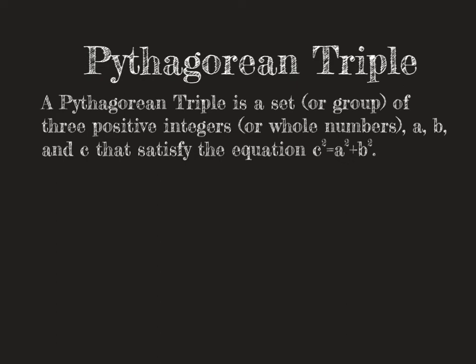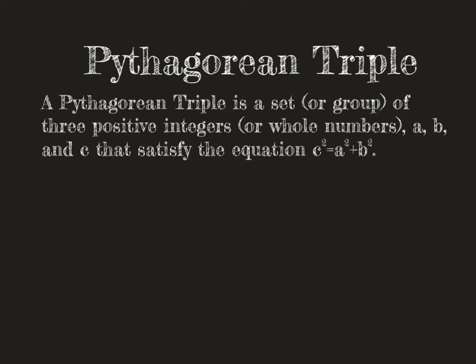A Pythagorean triplet is a set or a group of three positive integers or whole numbers a, b, c that satisfy the equation c squared equals a squared plus b squared. Now, these numbers need to be whole numbers.